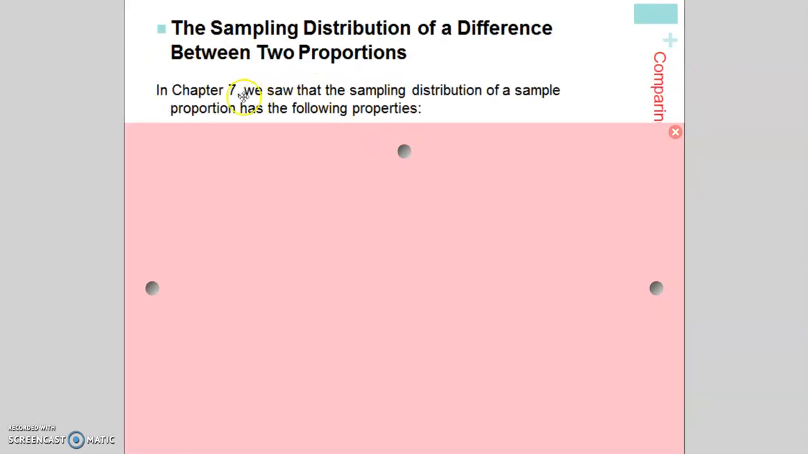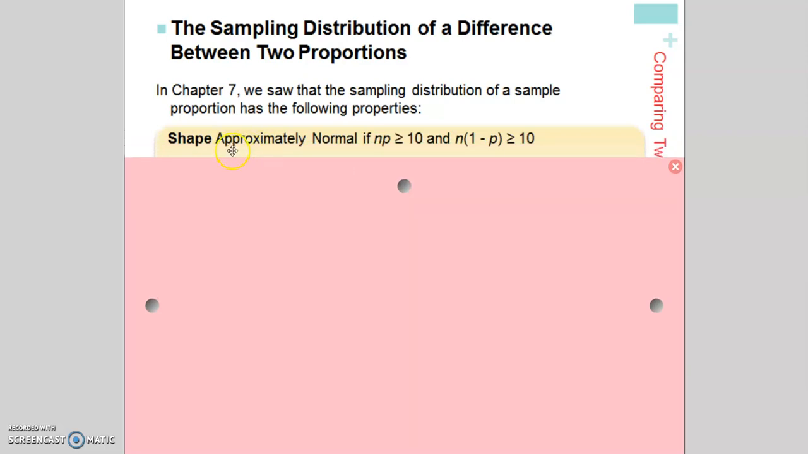So let's start by thinking back to what we learned in chapter 7, when we were looking at the sampling distribution of the difference between two proportions. Back in chapter 7, we said that the shape of a sampling distribution will be normal if n times p and n times 1 minus p are both at least 10.